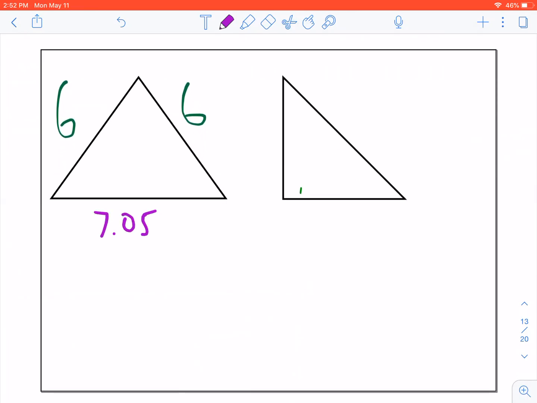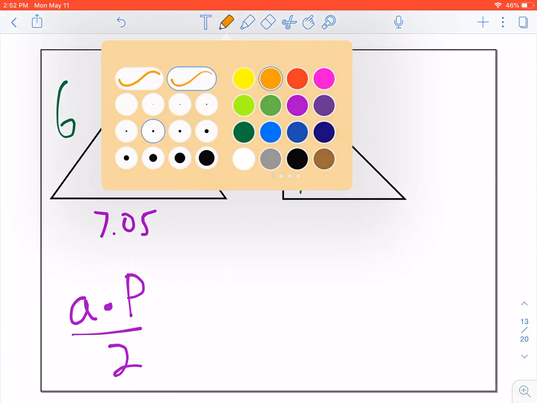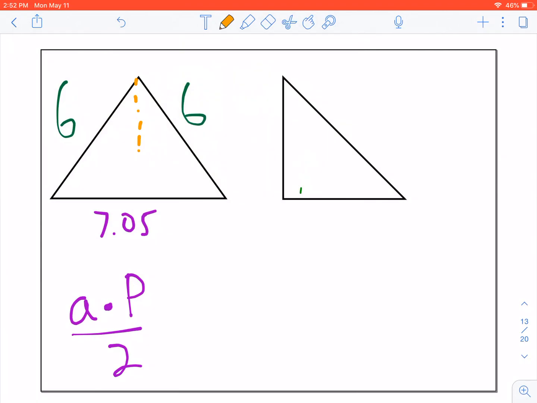Now, area of a regular figure was the apothem times the perimeter divided by 2. That apothem is the length that comes straight down and cuts that triangle in half. So this is still 6. This is a 90-degree angle, and that 7.05 is going to get cut in half, so it is 3.53. I need that. That's my a, that's my apothem. So it's just the Pythagorean theorem.